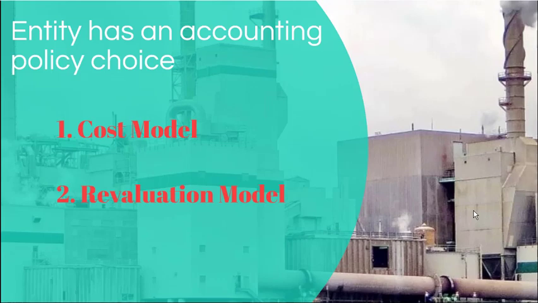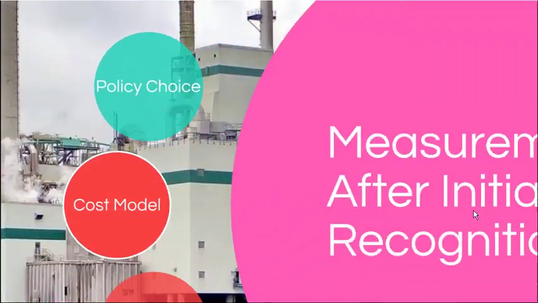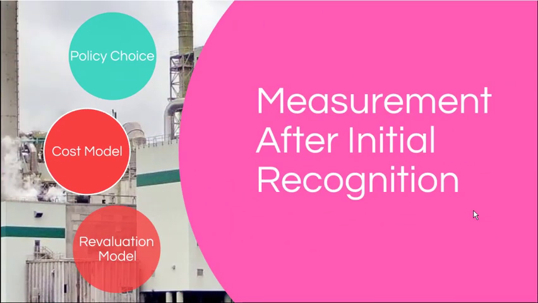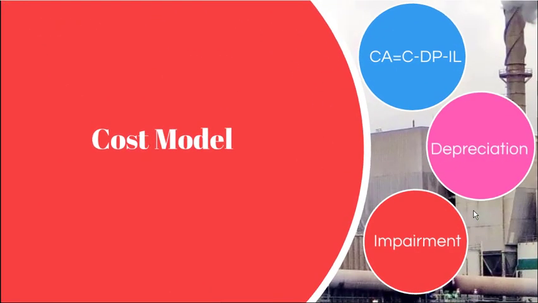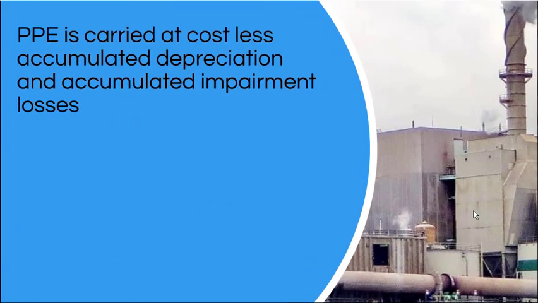So we'll first discuss the cost model to measure the property, plant and equipment. Under the cost model, property, plant and equipment or PPE is carried at cost less accumulated depreciation and accumulated impairment losses, if any.